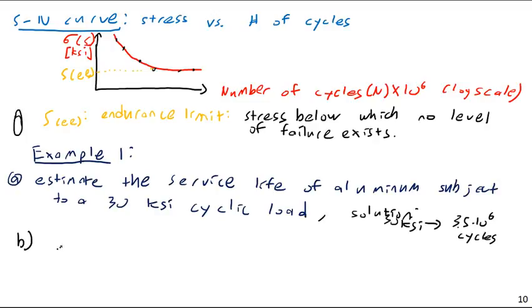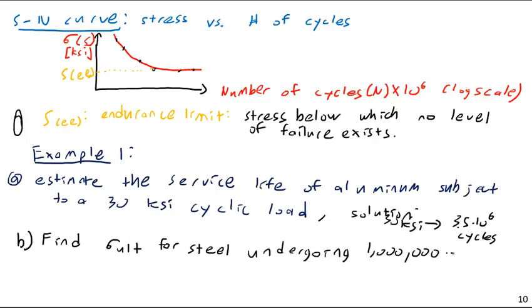Or I could say B, find sigma ultimate for steel undergoing 1 million cycles service life. I could go okay, here's a million cycles, go up, move over, and that would be sigma equals 33 KSI.